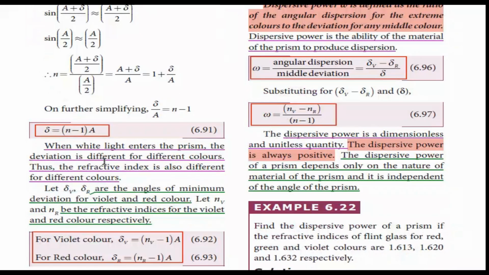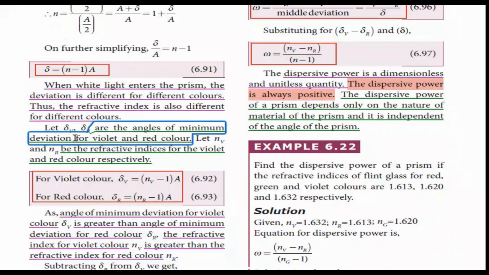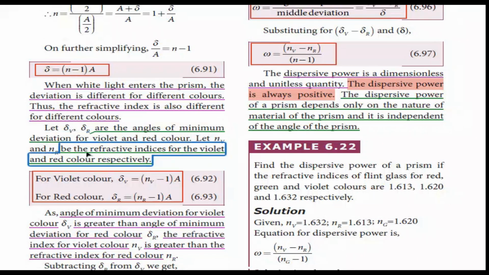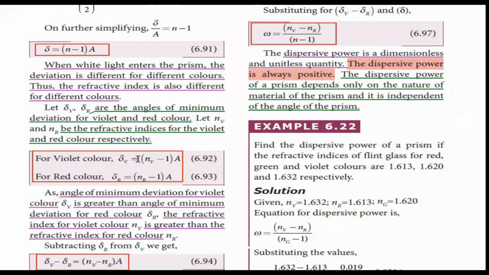So when white light enters the prism, the deviation is different for different colors. Thus the refractive index is also different for different colors. If delta V and delta R are the angles of minimum deviation for violet and red colors respectively, and nV and nR are the refractive indices for the violet and red colors respectively, then for violet color, delta V is given by (nV minus 1) times A. And for red color, delta R equals (nR minus 1) times A.